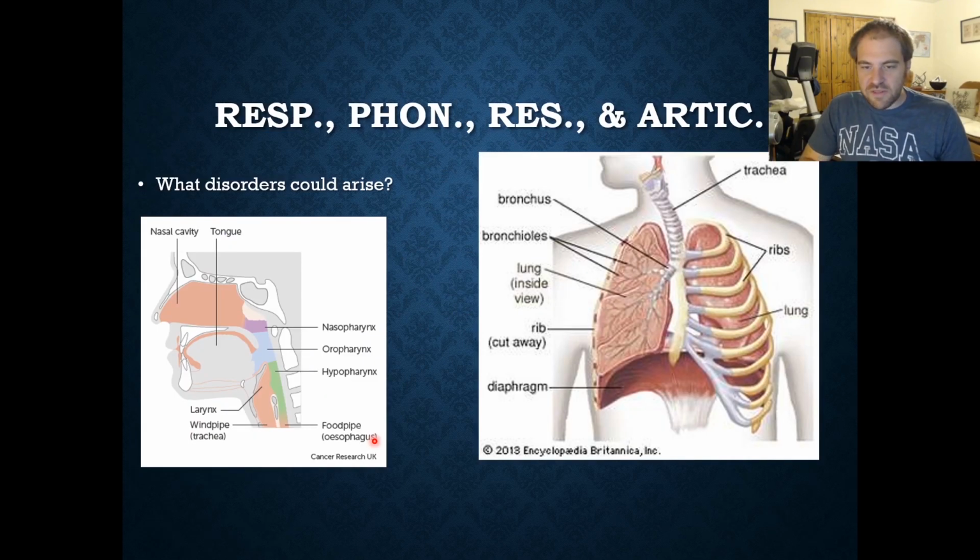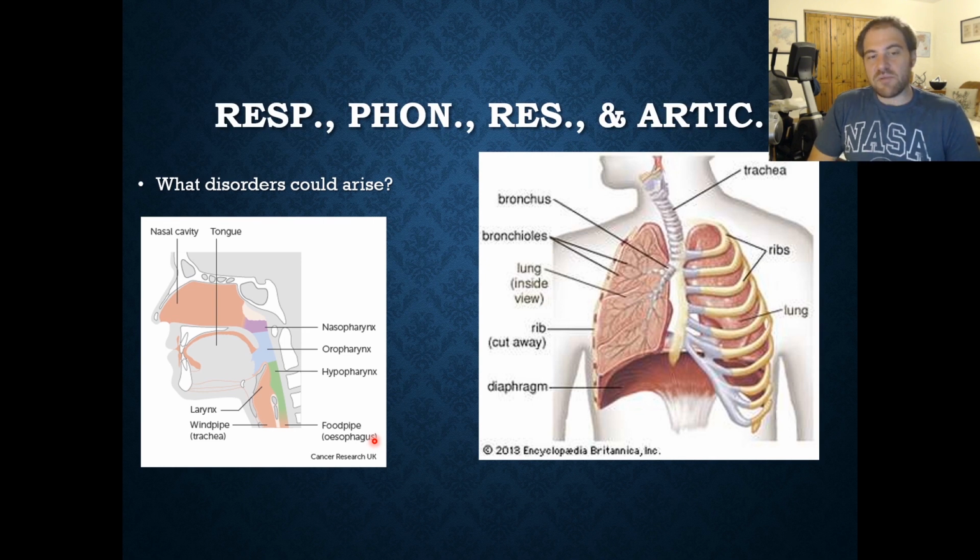So what disorders can arise here? Well, if you have a muscle disorder in terms of breathing, if your breathing apparatus doesn't work quite right, you're not going to have very loud speech. You're going to have to take a lot of pauses while you're trying to talk to somebody, to breathe in after every couple words like that. And also might be very quiet if you can't push out a lot of air. So that's one type of problem in terms of respiration.